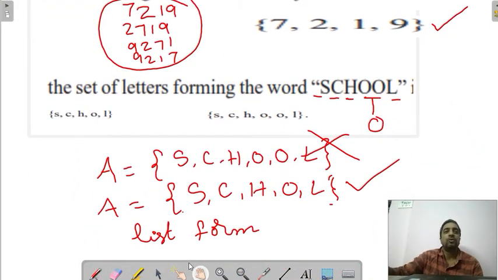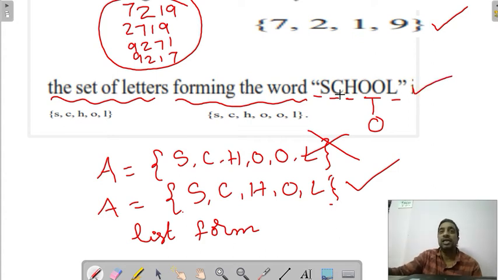Coming to the next example. See this: the set of letters forming the word school. If you observe school, S is one letter, C is one letter, H is one letter, O is repeated twice. So we should take only one O. Understand? Only one O we should take. And L is one.